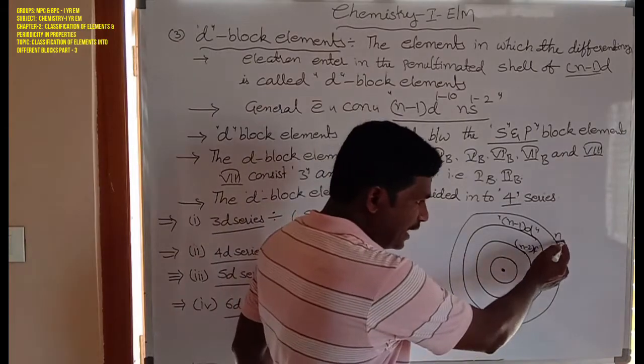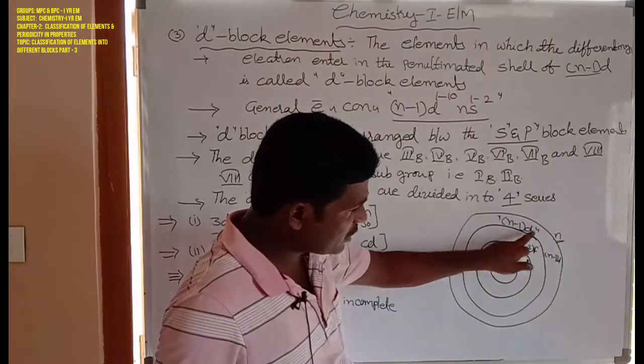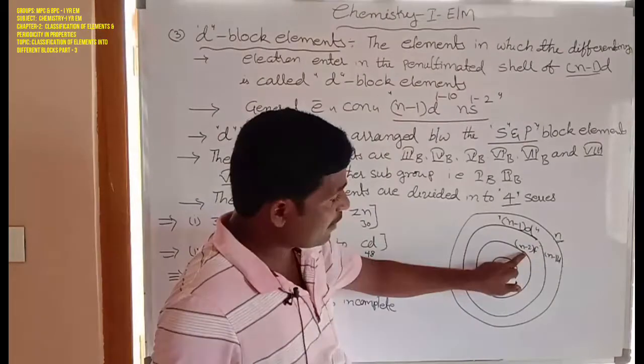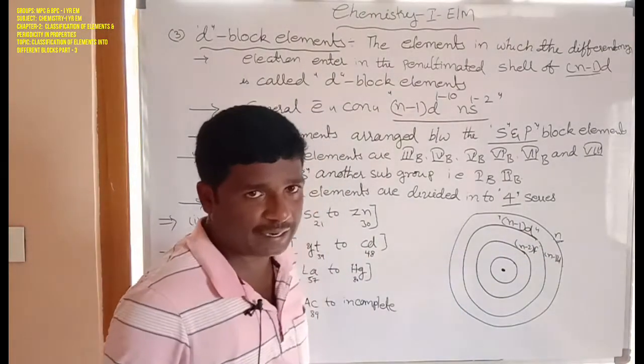n is known as the ultimate shell. n minus 1 d is called the penultimate shell. n minus 2 f orbital is called the anti-penultimate shell.